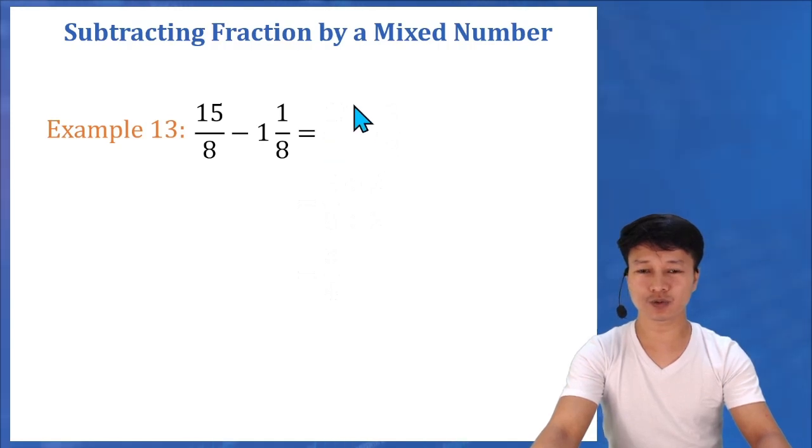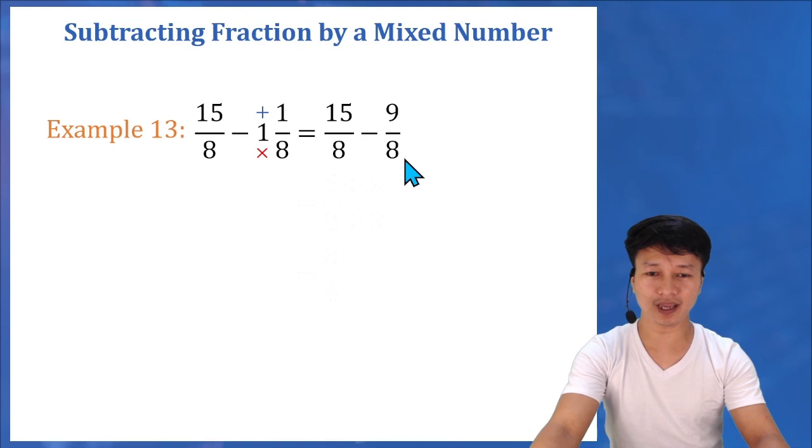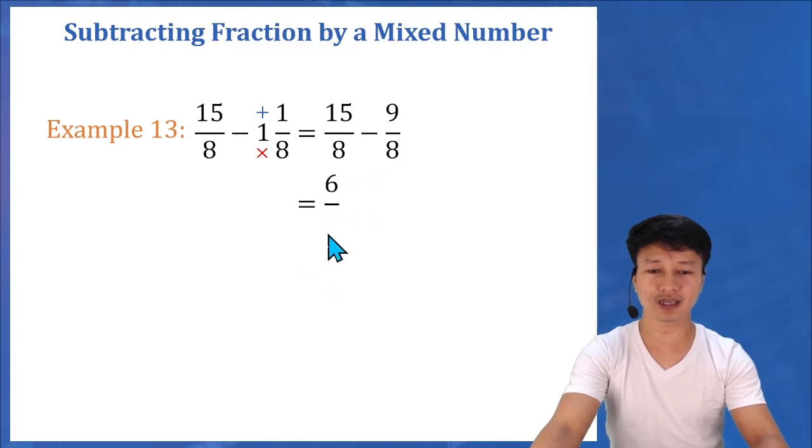Okay, so that is equal to, just copy the given fraction, 15 over 8, and then let us convert this mixed number into its equivalent improper fraction. So 8 times 1 is 8 plus 1 is 9. So this is 9 over 8. And then, since 15 over 8 and 9 over 8 are similar fractions, we can subtract them directly. So that is equal to 15 minus 9 is 6 over the common denominator, which is 8.